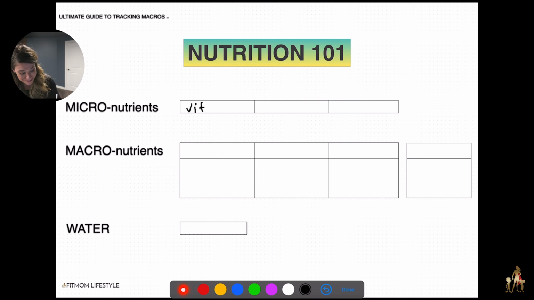Hopefully you guys can see that. Minerals. Sorry for my handwriting here. And electrolytes.